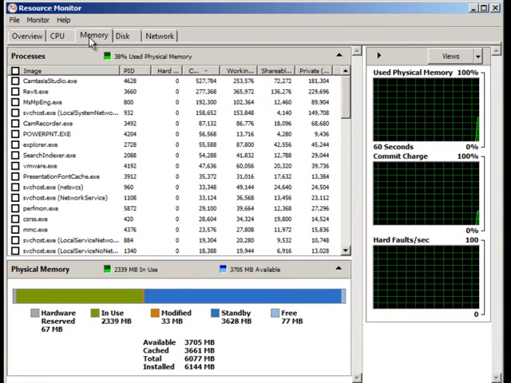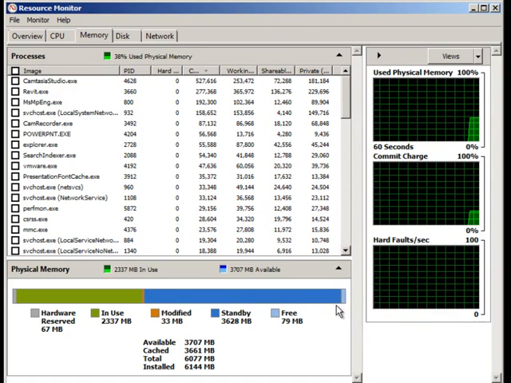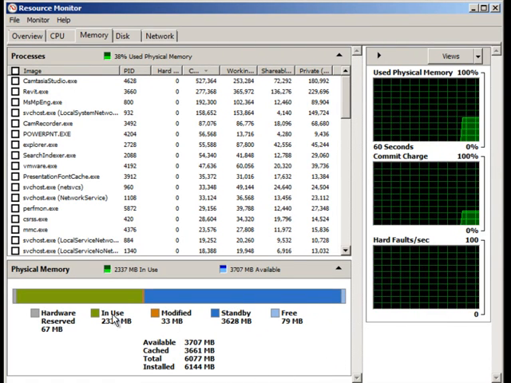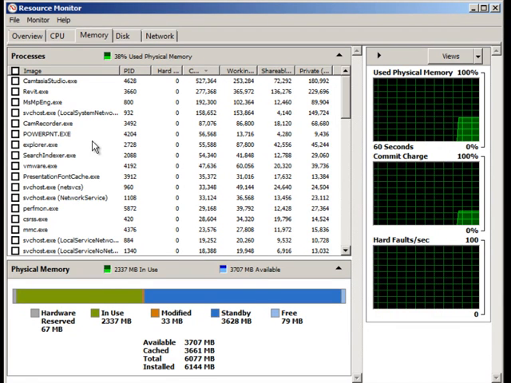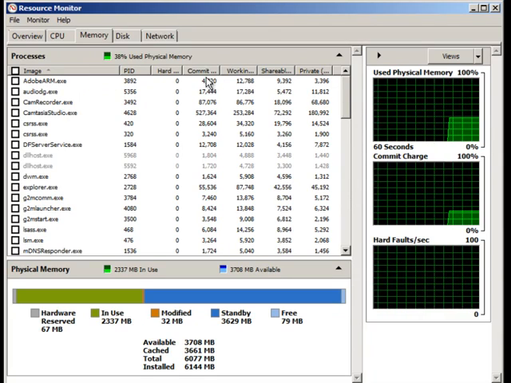I actually have it configured, so to jump up into the Memory tab, you can see here the physical memory allocations in this bar graph, and how much memory you have standby, how much memory you have free, and how much memory is currently in use. You can see that these are listed per process. You can sort these as needed.